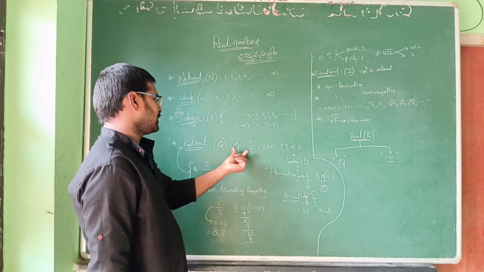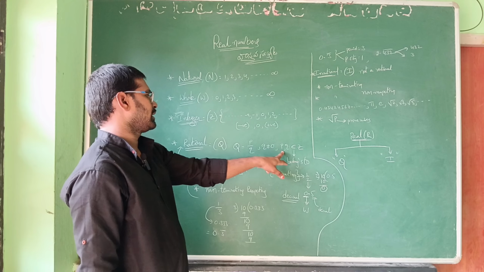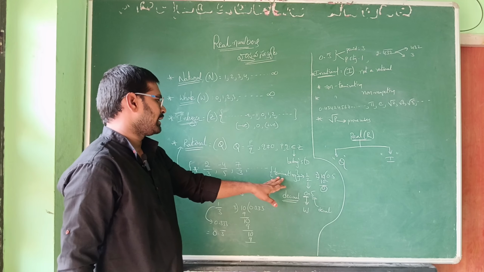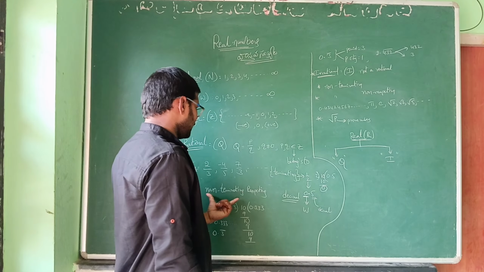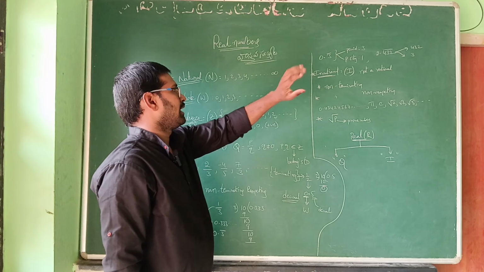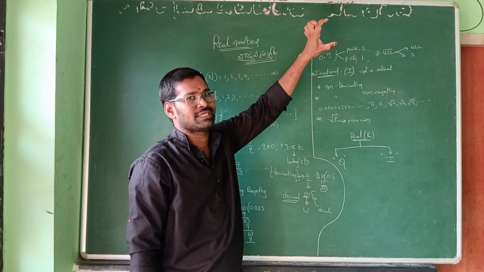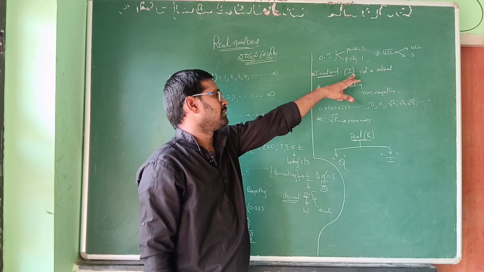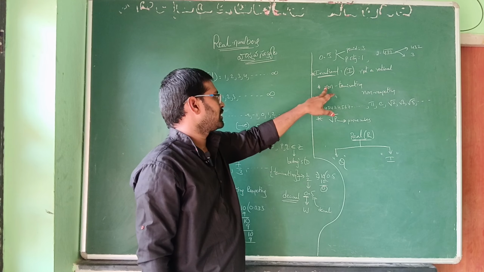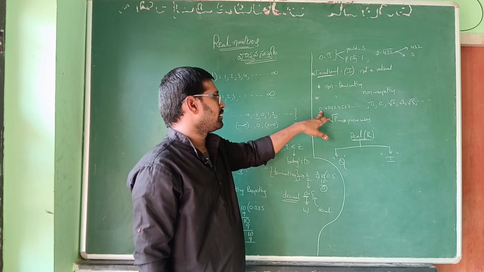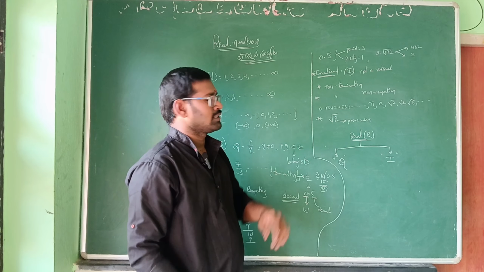Rational numbers, Q, are in the form of p by q, where q is not equal to 0 and p, q belong to Z. Here fractions, terminating decimals and non-terminating repeating decimals are called rational numbers. And one more important point, periodicity also we discussed. Irrational numbers, I, are not rational numbers: non-terminating, non-repeating decimals.